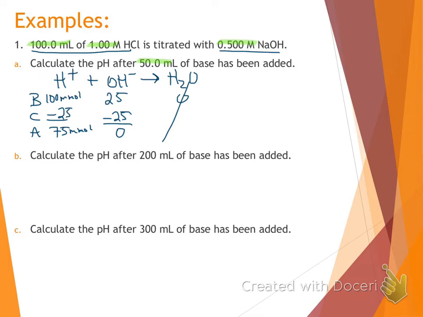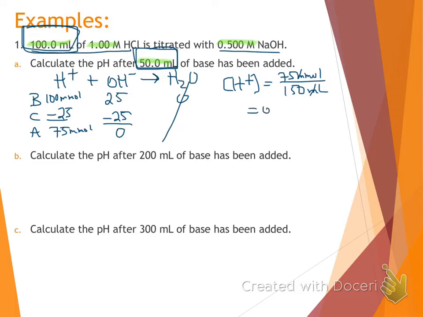We're looking for the pH, which means we need our H+ concentration. Well, I know my millimoles of H+, so to find that H+ concentration, we're going to need to take those millimoles of H+ and divide by the total volume of solution. We had 100 milliliters, and we added 50 milliliters to it. So now our total volume of solution is 150 milliliters. If we keep everything in milliliters like we saw here, those millis will cancel out, leaving us with 75 divided by 150, which is 0.500 molar. I went back to my 3 sig figs there, kind of going through the millimoles in the BCA table.